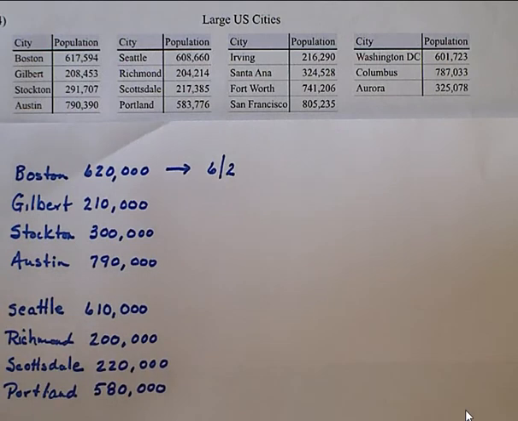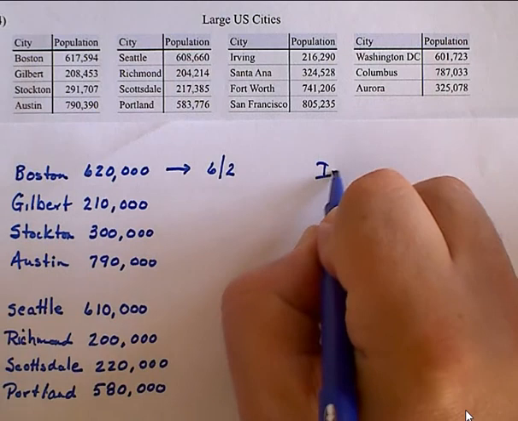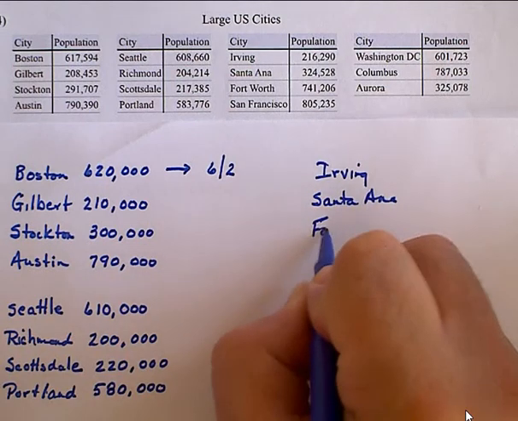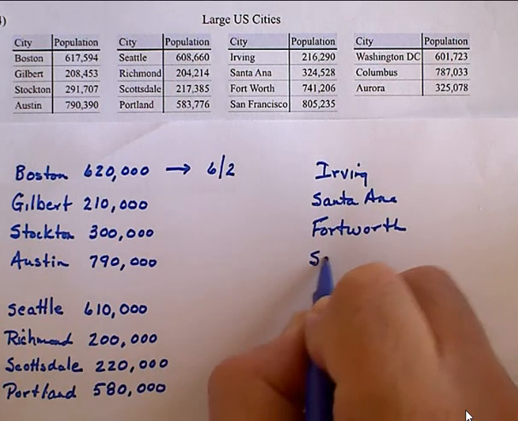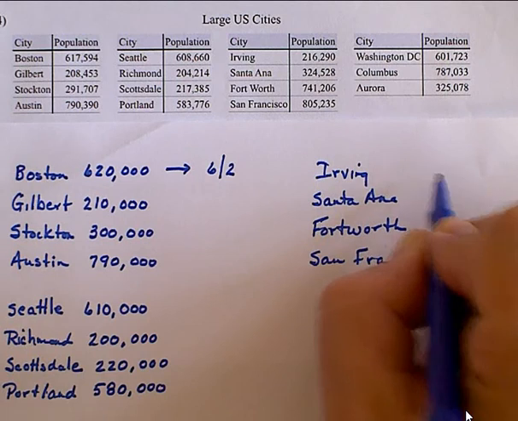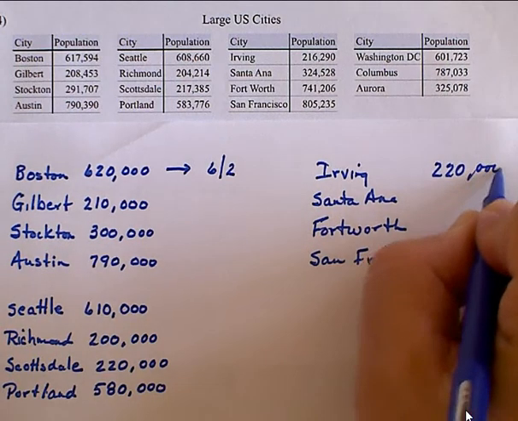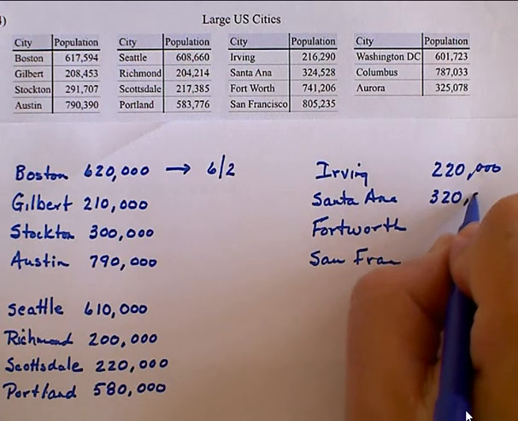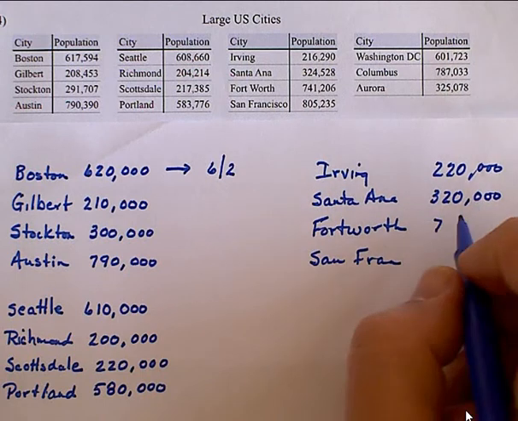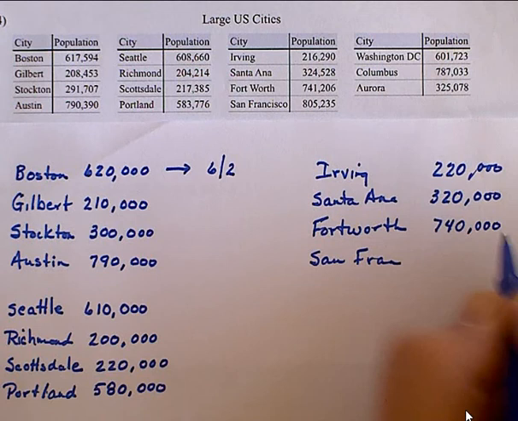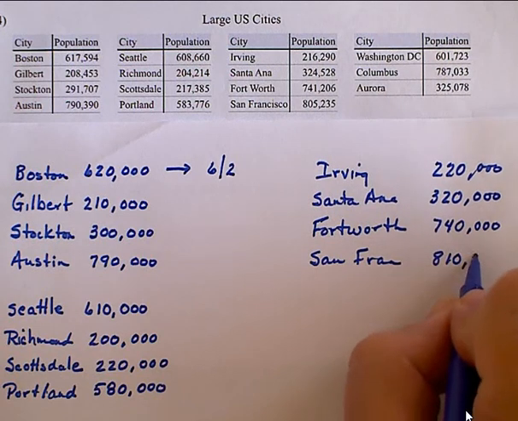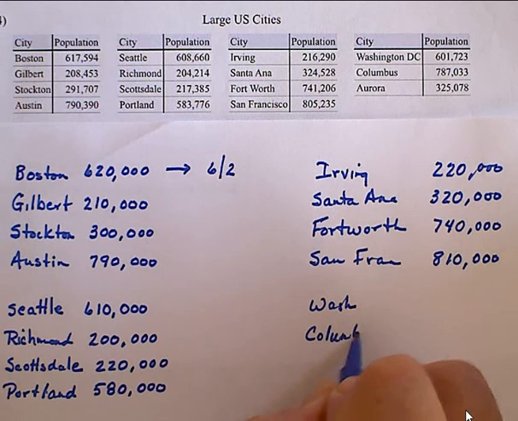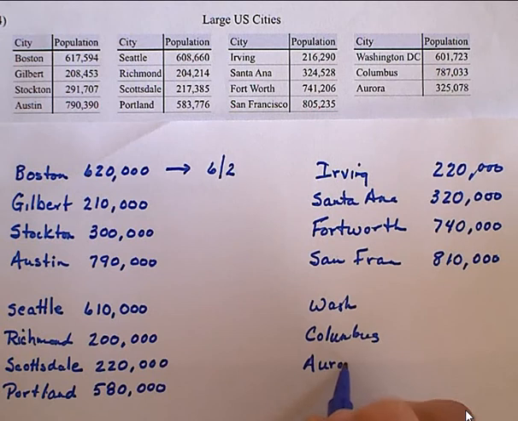Okay, and then again, same thing with the other ones. Irving, Santa Ana, Fort Worth, San Francisco, then we've got our last three: Washington, D.C., Columbus, and Aurora.